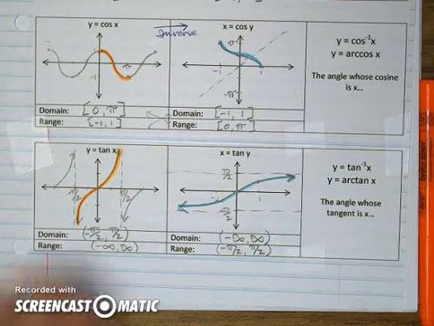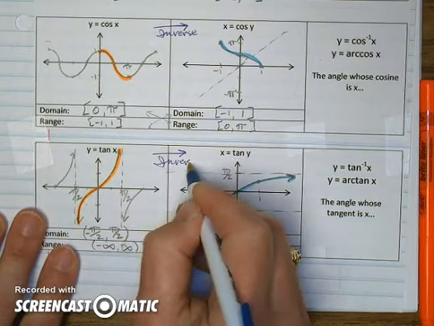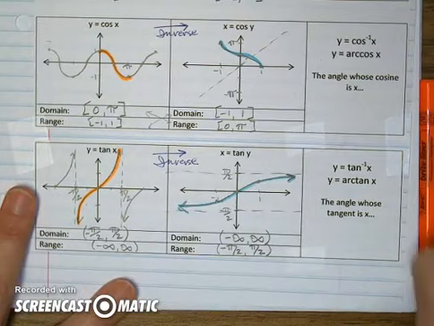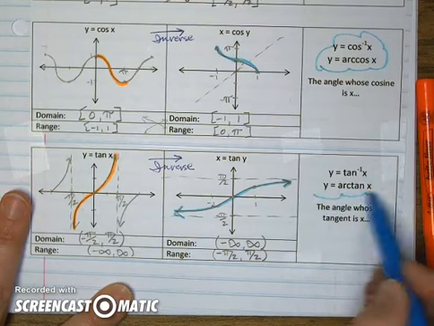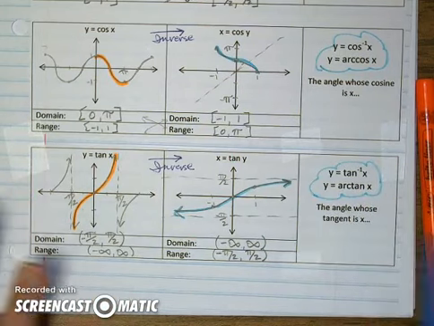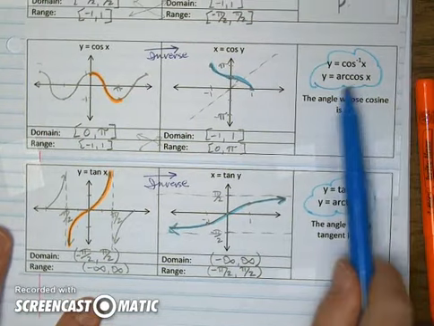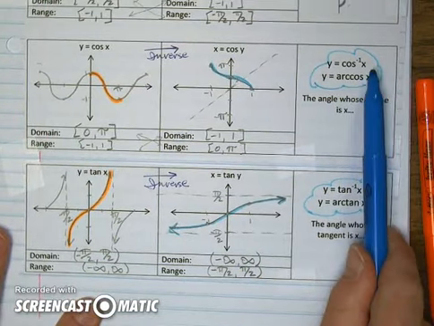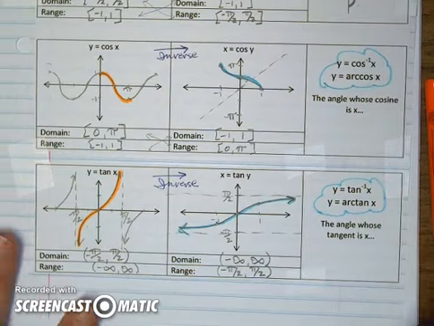Let me write this in. This is also going to the inverse. Okay, don't forget that all of these are interchangeable, and you're looking for the angle that has a tangent of x, or the angle who has a cosine of x, whatever value that is. You'll see this when we start doing some examples.